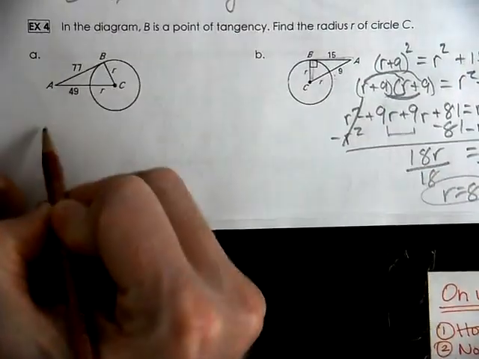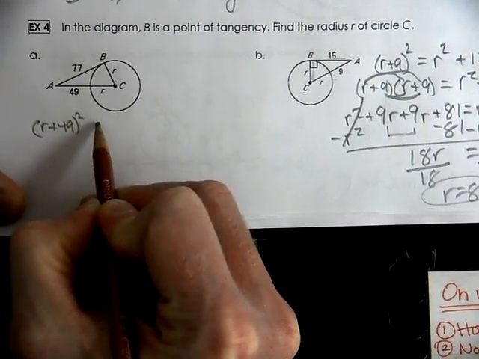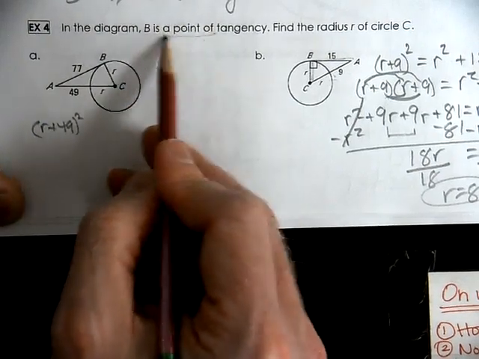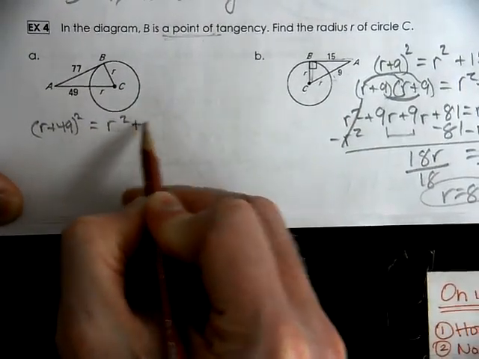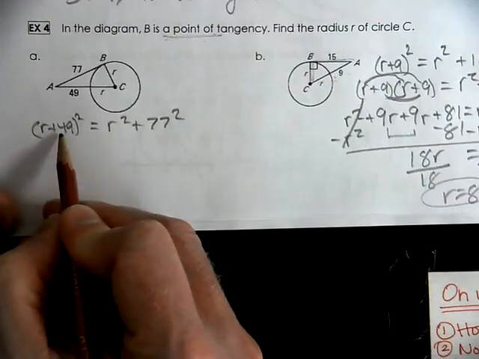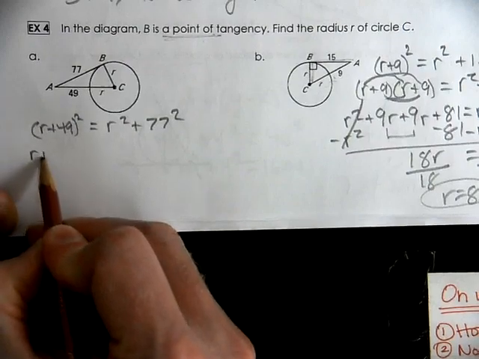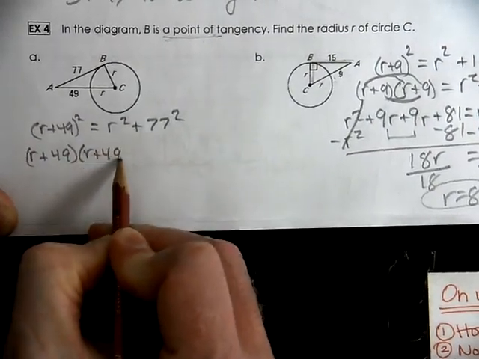And then our last one, the numbers are a little bit bigger. We get R plus 49, and we square that. We know this is a tangent. So we can say equals R squared plus 77 squared. What we've talked about, this is called a binomial. When you square it, you have to write this parenthesis twice.